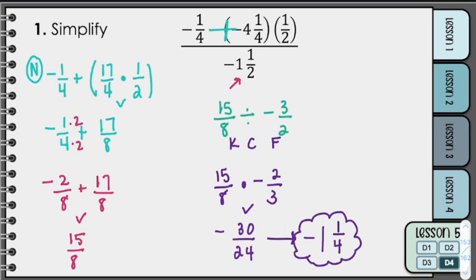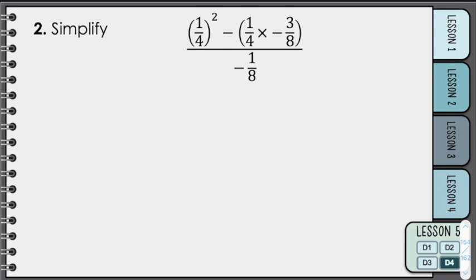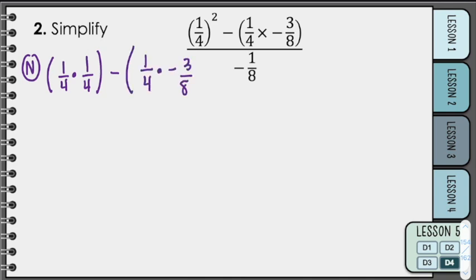Let's try number 2. Another complex fraction. So we have 1/4 squared. We have to simplify the numerator. So we have really 1/4 times 1/4 minus our 1/4 times negative 3/8. Okay, so let's take care of our 1/4 and 1/4. We get 1/16 minus, and then 1/4 times negative 3/8. We're going to get negative 3 over 32.